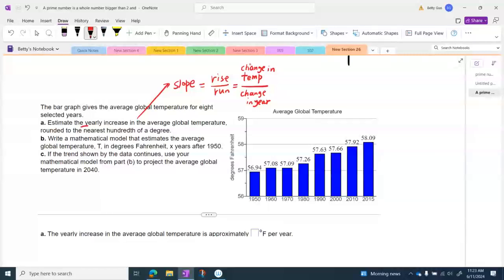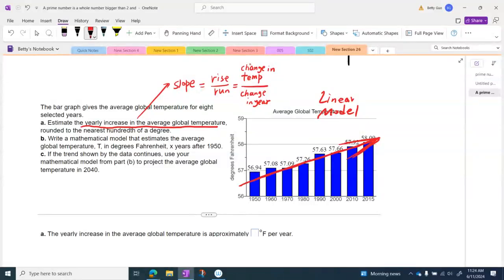Since we are looking for the yearly increase in temperature, we are actually looking for the slope of this trend. We are actually doing a linear model here. As you can see, the trend is approximately a linear increasing trend. And the first part A is to find the slope. Yearly means every year, right? Every year, on average, what's the change in temperature?